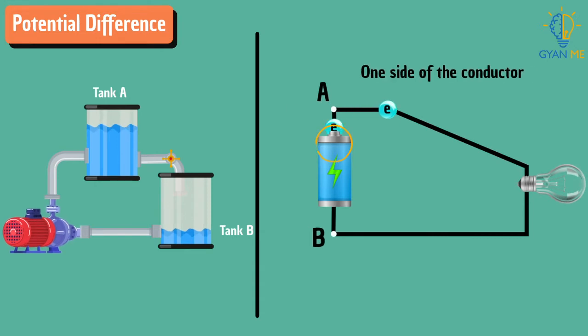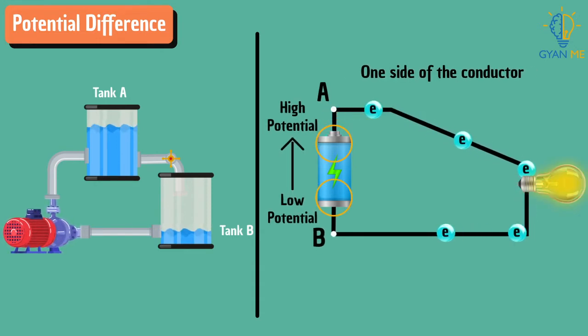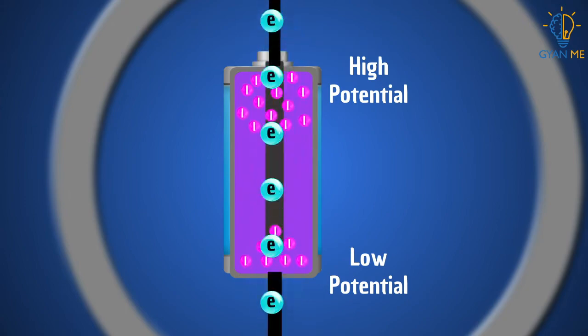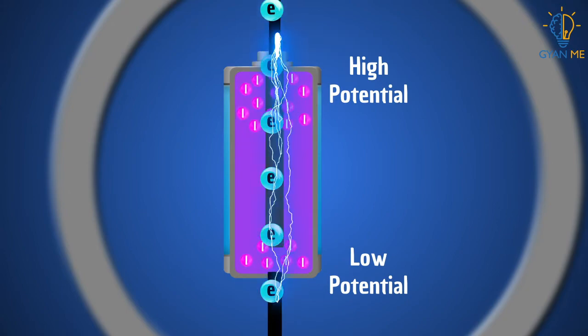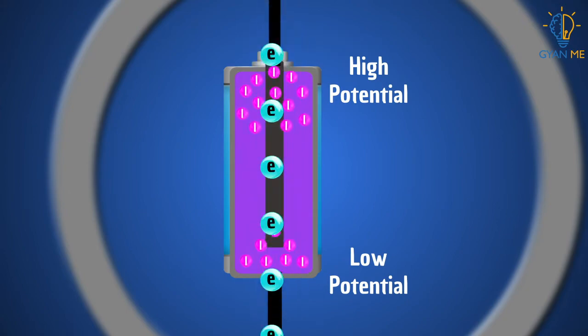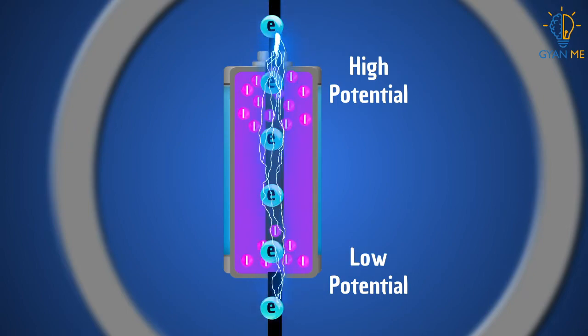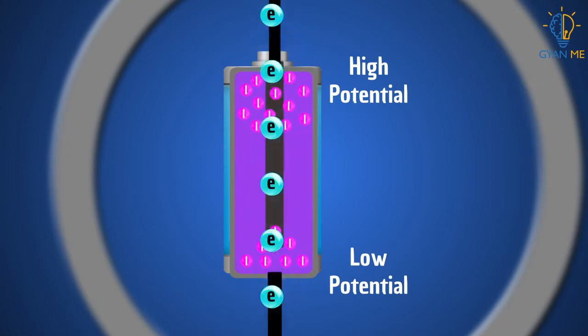Once they travel from one side of the conductor to the other side, they have to be pushed against the electric force. This job is done by the chemicals inside the battery. Some chemical reactions happen inside the battery, and these reactions give energy to the electrons to move continuously in the conductor, creating a continuous supply of current.